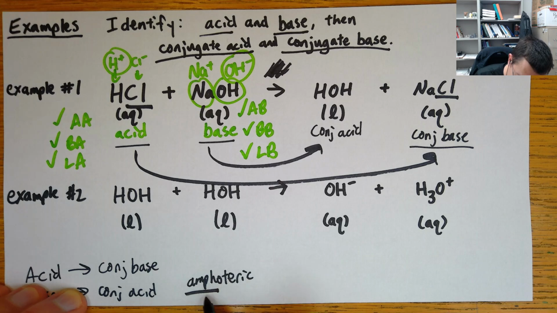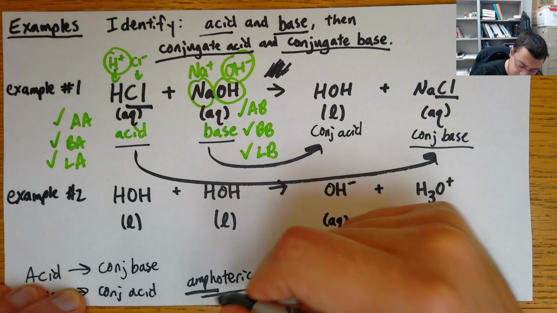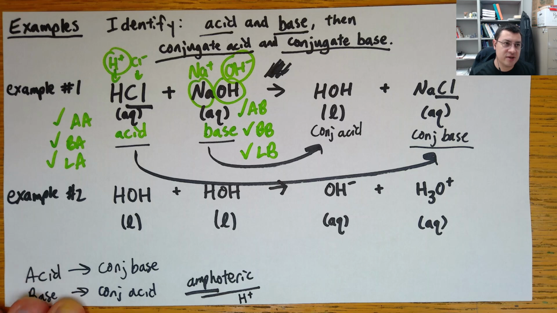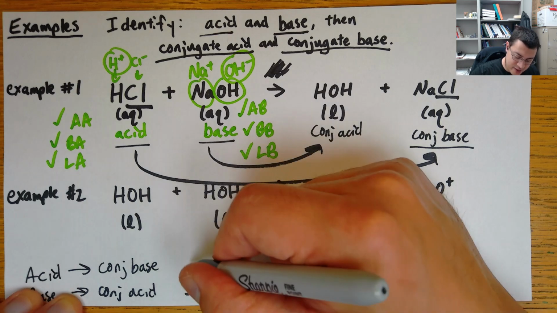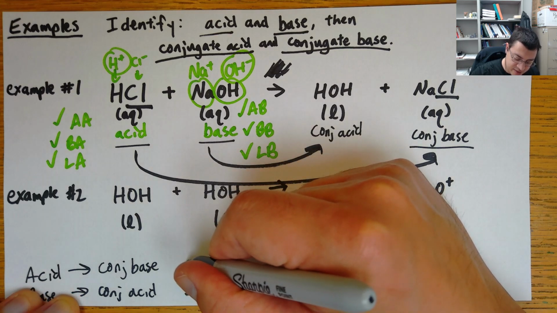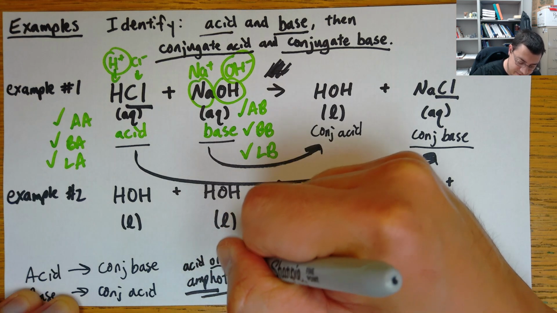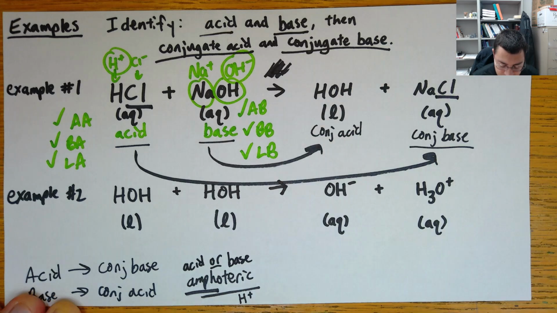And photeric means its behavior with respect to protons. So, an amphoteric substance is something that can be an acid or a base. Okay?